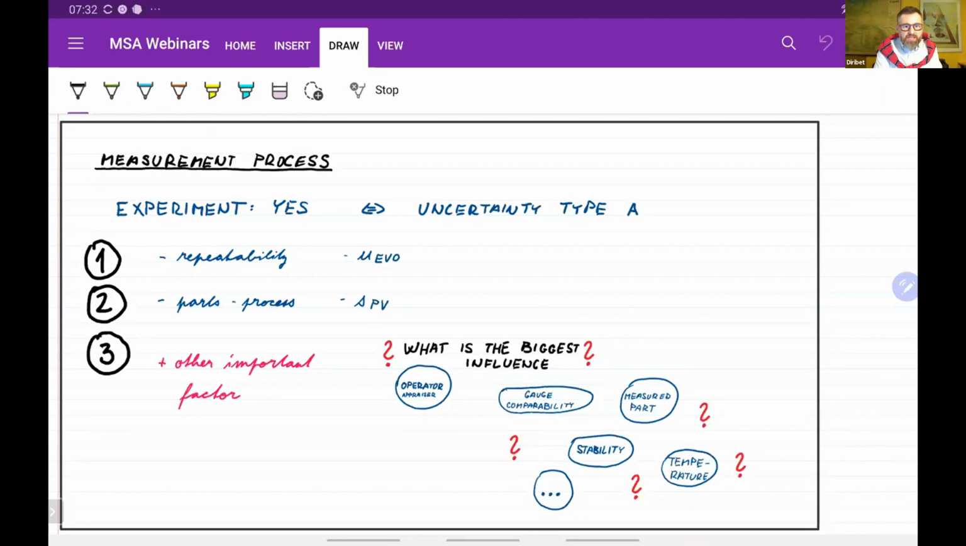If we say that we do experiment, that it is yes to experiment, that's the same as saying that we are going through the uncertainty type A. This is a reminder about what we already said. The type A and type B uncertainty is not related to the type of the uncertainty. It's only related to the way we get it known. So type A, that's from experiment.